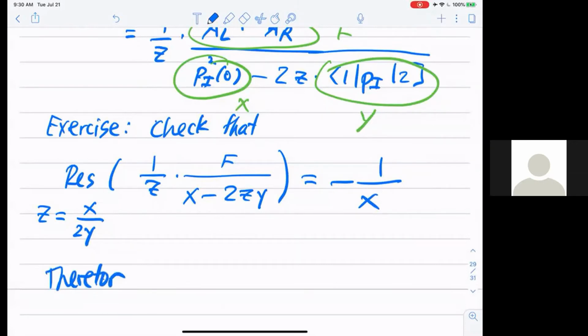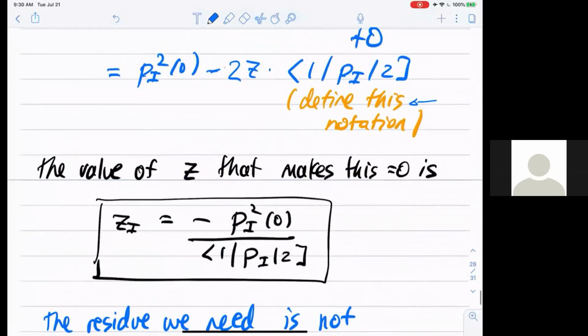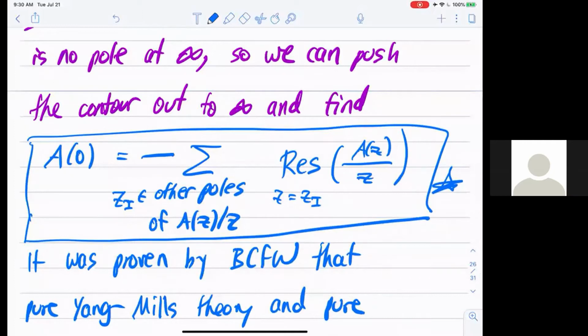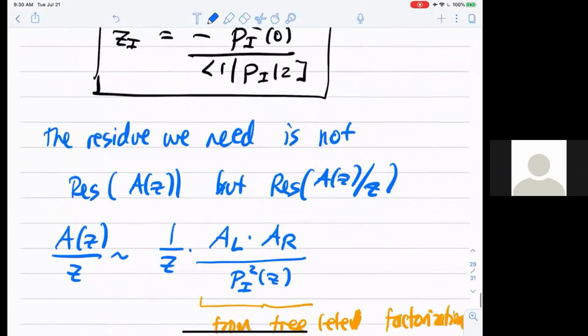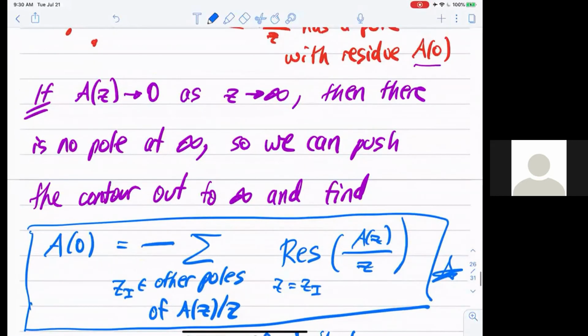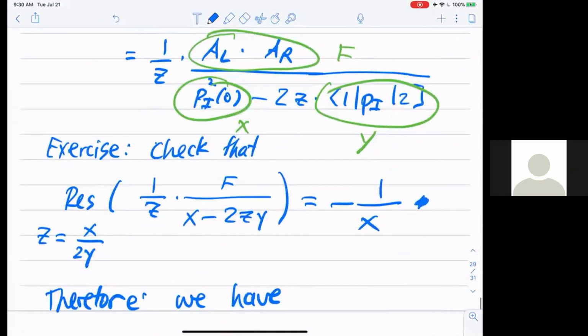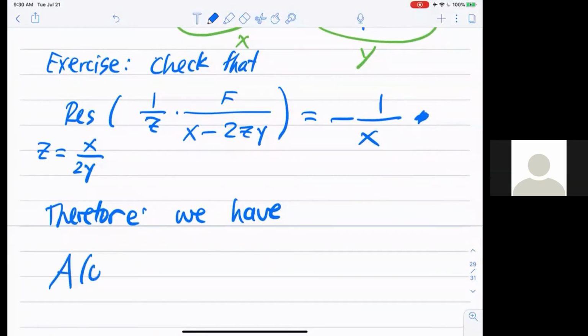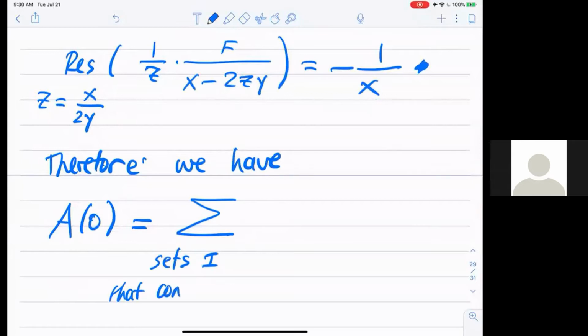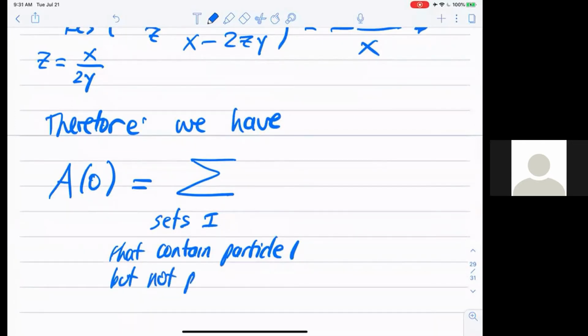Therefore, we have. Now let's go back up to our formula here a few moments ago. There's a minus sign here. That's going to nicely cancel the minus sign here. And when we calculate that residue, that's what we've done in this last step. So the minus signs cancel out, and we find A of 0 is equal to the sum over sets I that contain particle 1 but not particle 2.